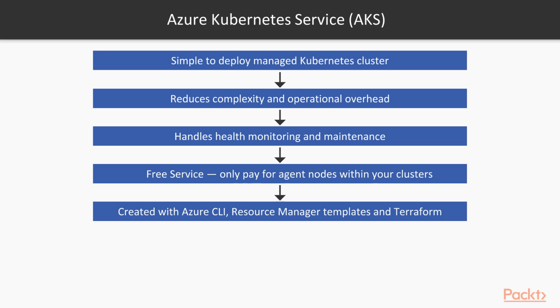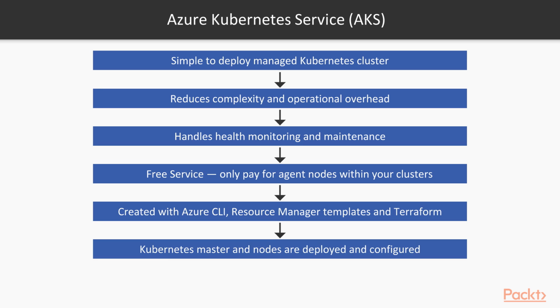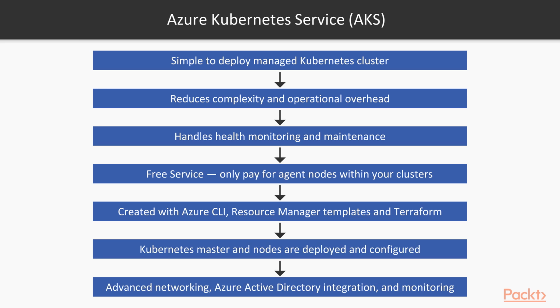You can create an AKS cluster in the Azure portal, with the Azure CLI, or with template-driven deployment options such as Resource Manager templates and Terraform. When you deploy an AKS cluster, the Kubernetes master and all nodes are deployed and configured for you. Additional features such as advanced networking, Azure Active Directory integration, and monitoring can also be configured during the deployment process. To get started, you're advised to complete the AKS Quickstart in the Azure portal or get started with the Azure CLI.